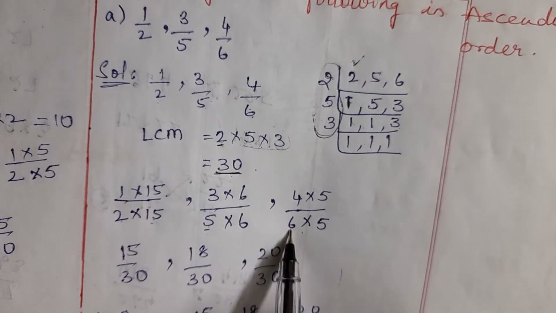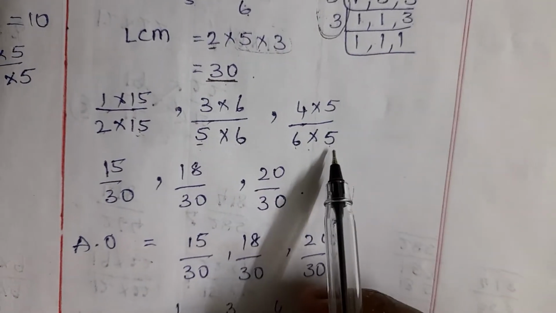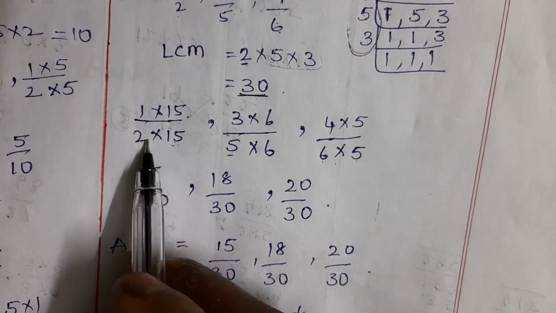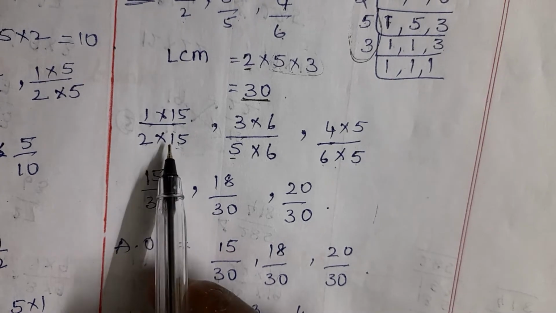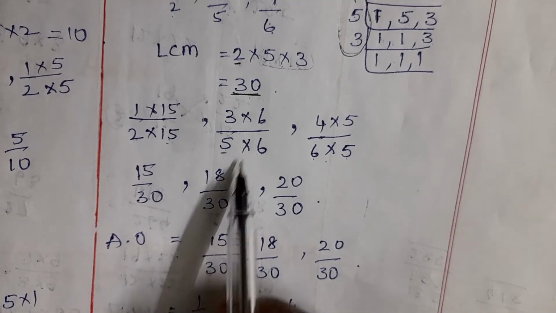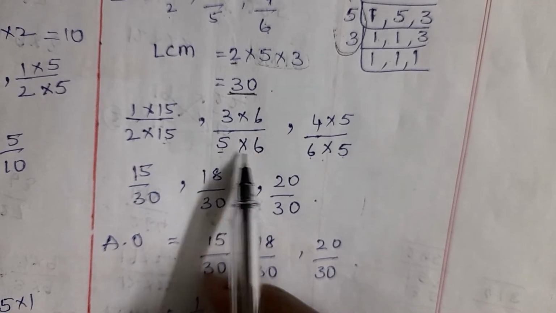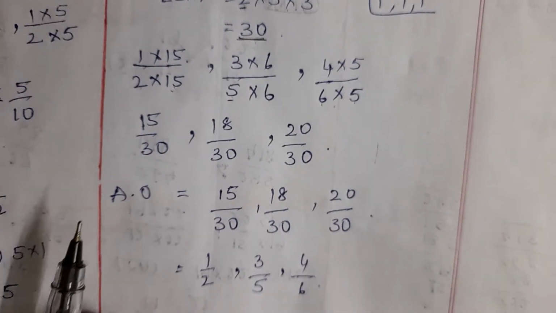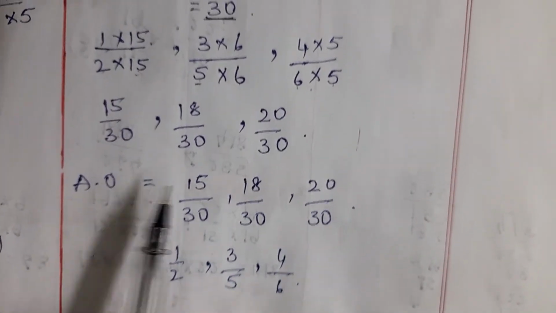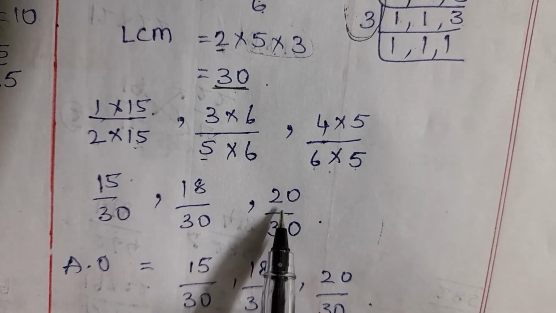Now 4 by 6 is the third fraction. So 6 into 5, 6 5s are 30. Both the numerator and denominator should be multiplied with 5. Now after multiplying, 1 15s are 15, 15 twos are 30. 3 6s are 18, 5 6s are 30. 4 5s are 20, 6 5s are 30. Now ascending order, which is the smallest: 15, then 18, next is 20.